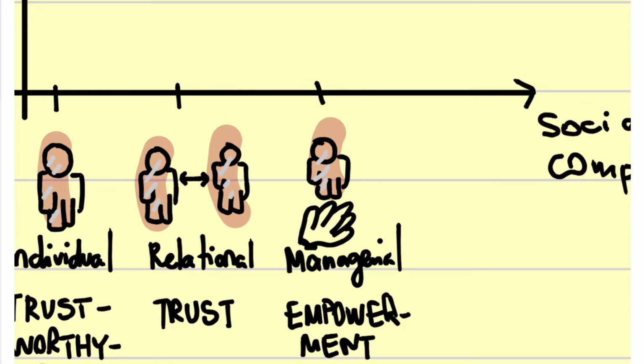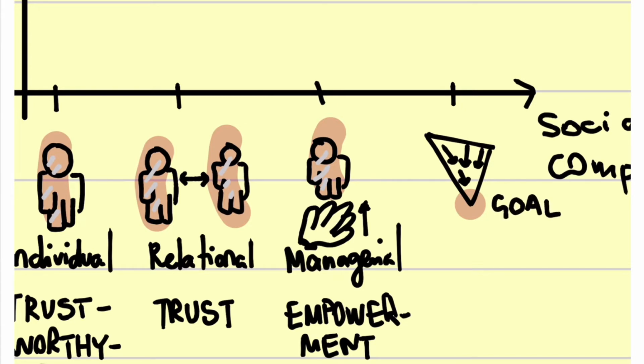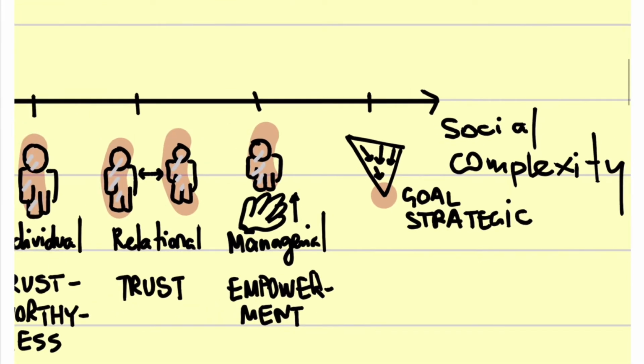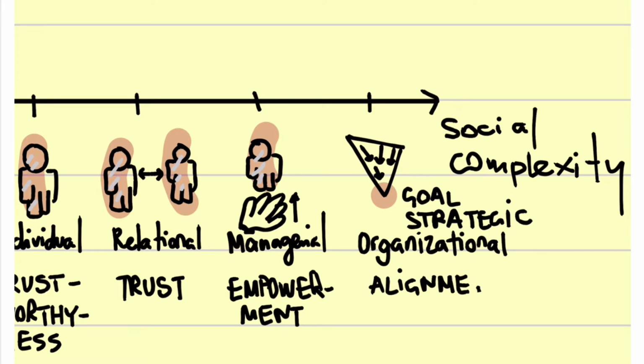The last level is the organizational level. Let's say all these managers are trying to empower their people, controlling logistics, production, and so on and so forth, and they're trying to achieve a certain set of strategic goals. Okay, and this is the organizational level. And at an organizational level, what you're trying to achieve is alignment. Okay, a common direction.